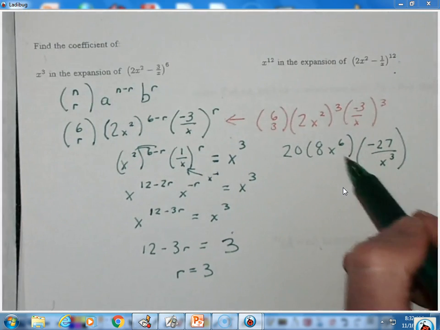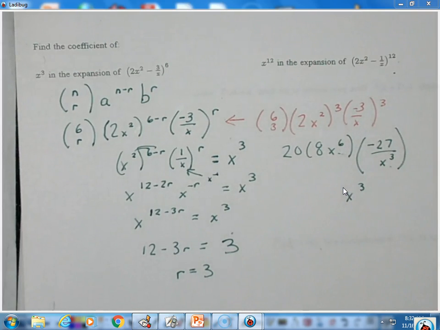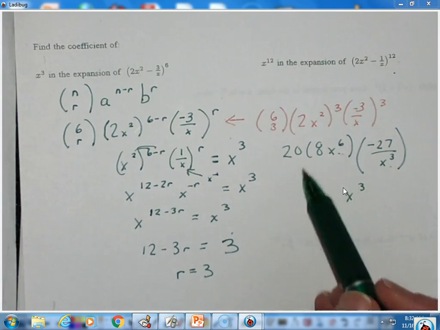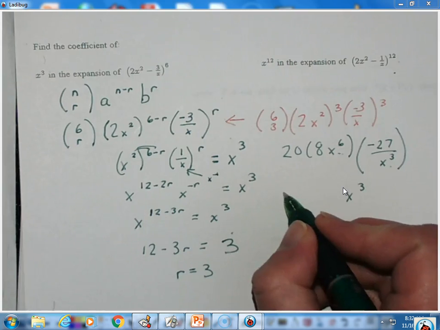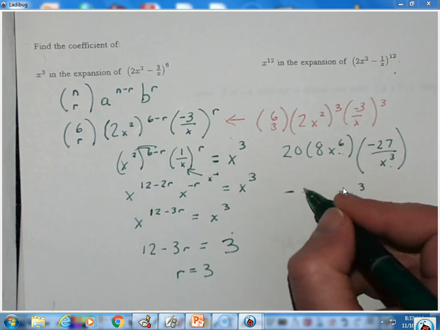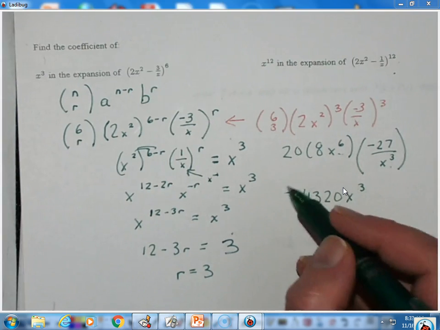If you notice, we did this correctly, because when you divide, you subtract your exponents, that's x to the 3rd. If we didn't get x to the 3rd, we know we messed up. So we just need 20 times 8 times negative 27. Okay, and they just asked for the coefficient of x to the 3rd.